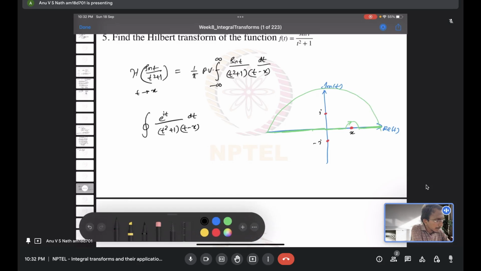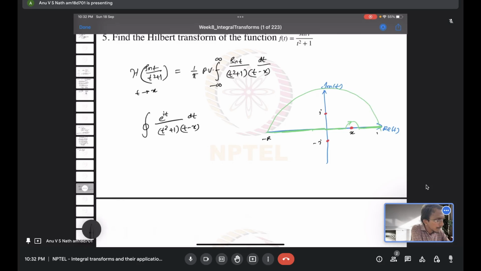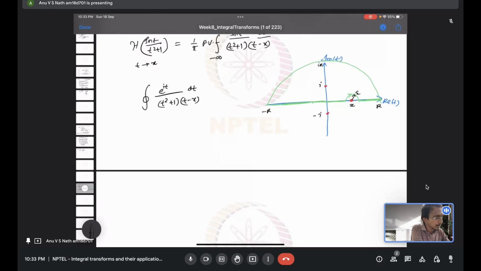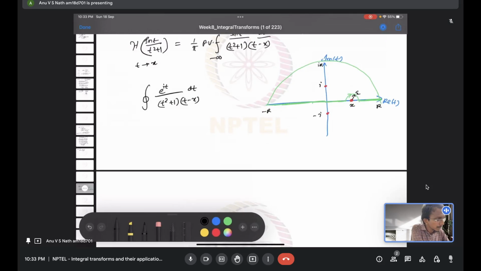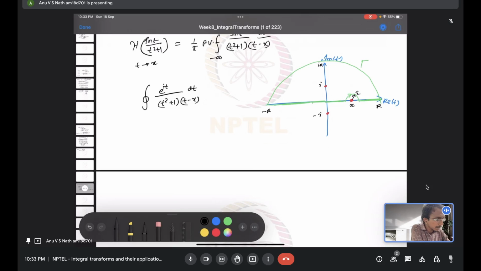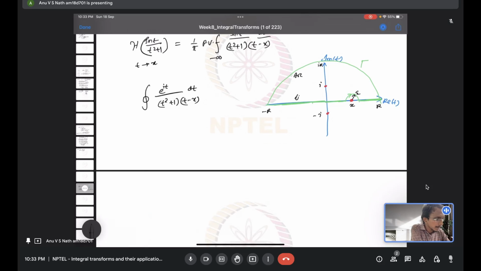And let's say this has radius R. Let's say this has a radius of epsilon. I'm not showing it explicitly, but this is a contour, and let's call this contour gamma, and each part of it has simple names. Let's say this is an arc, and this is line 1, and this is line 2. There is arc 1 and arc 2.